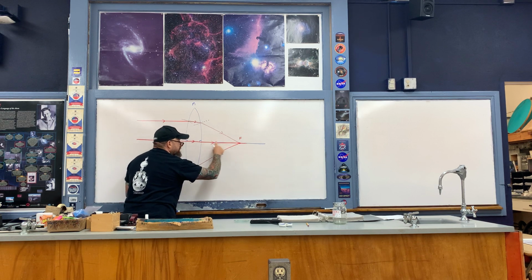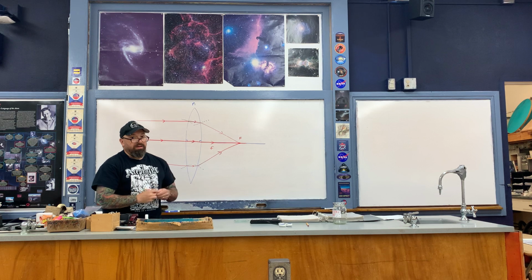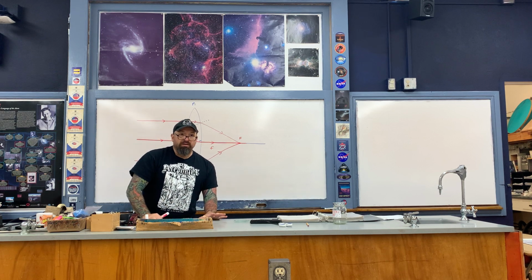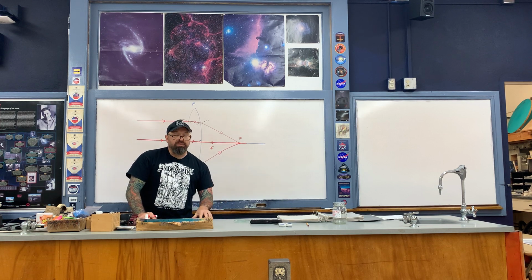The distance that the focus is from the lens is once again referred to as the focal length. As we'll see a little bit later on, there are two foci associated with each lens, one on either side of the lens, and the focal length distance is the same on both sides.